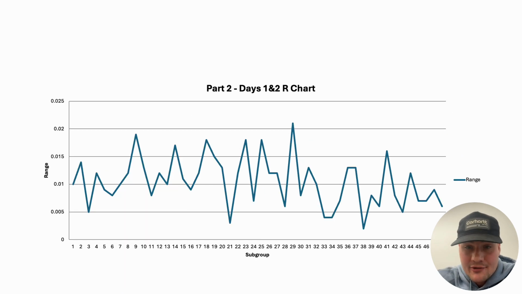This is the combined R chart. You need to pay attention to the exact same things. Once again, is it stable? Were the ranges consistent? And really try to think of a problem that could occur from this and make the process worse.